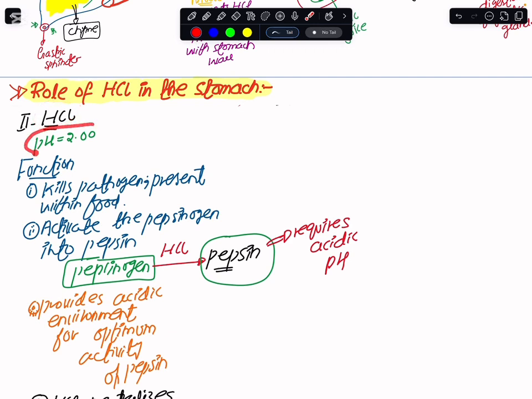The pH of this is very low, maintained at 2, and this is such a strongly acidic pH. The function this hydrochloric acid renders is that when we eat food or drink water, there is quite a possibility that it may have disease-causing organisms in it, and these are the pathogens. If there was no hydrochloric acid present in the stomach, these pathogens would have caused diseases in the human body, but the hydrochloric acid kills those pathogens.